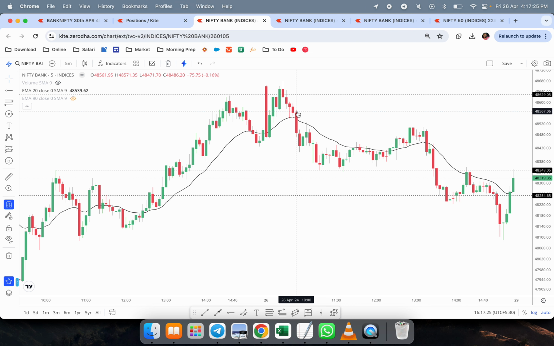Then after this 10 a.m., the market just went into the sideways mode, and also the market went below the moving average, which meant that more or less today's price action is going to be on the downside.